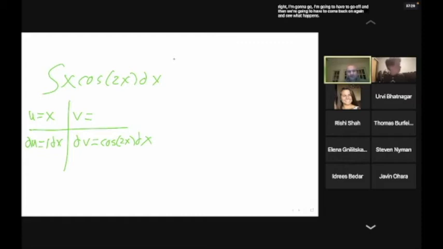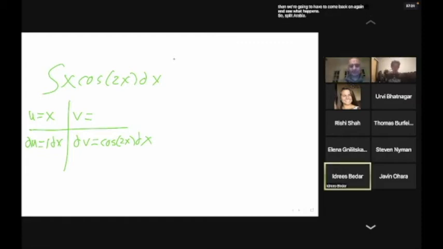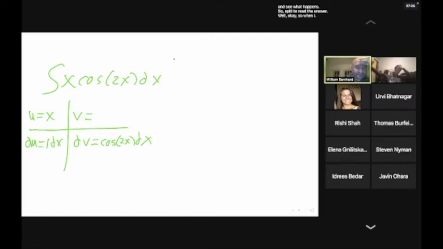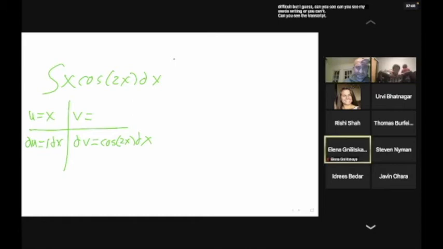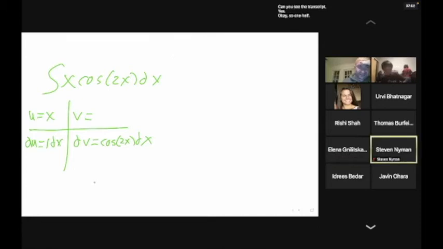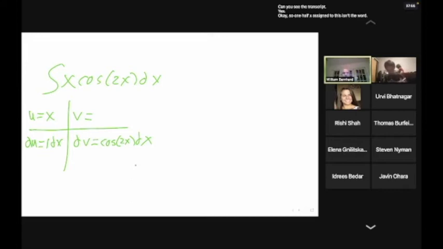and see what happens. So is it possible to read the answer out? Well, okay, so what I can do is, hold on a second here. 1/2, if you can write, it's going to be difficult, but can you see my words writing, or you can't? Can you see the transcript? Yes. Okay, so 1/2 x sine 2x. This isn't going to work. So let me try.